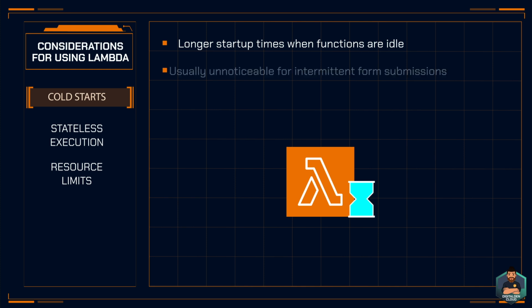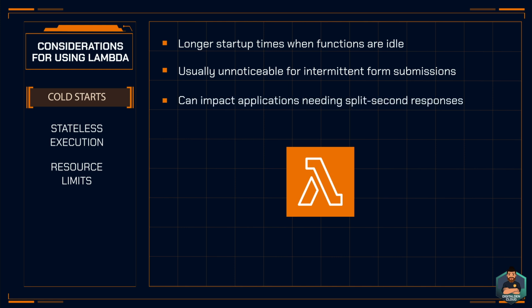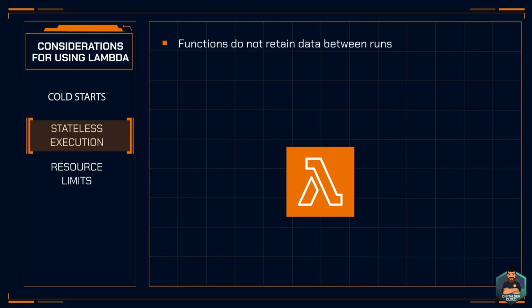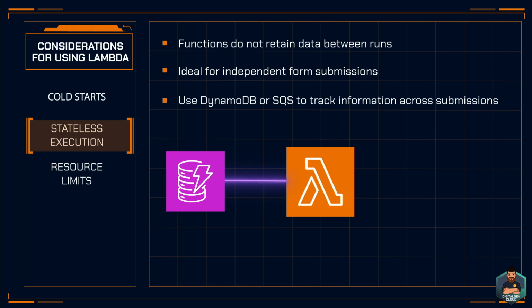This is typically not noticeable to users submitting forms intermittently, but it can be more significant for applications requiring split-second responses. Second, Lambda functions are stateless, meaning they do not retain information from previous invocations. So each time a Lambda function runs, it starts fresh, which works well for independent form submissions. However, if you need to track information across submissions, you'll need additional AWS services such as Amazon DynamoDB or Amazon SQS.